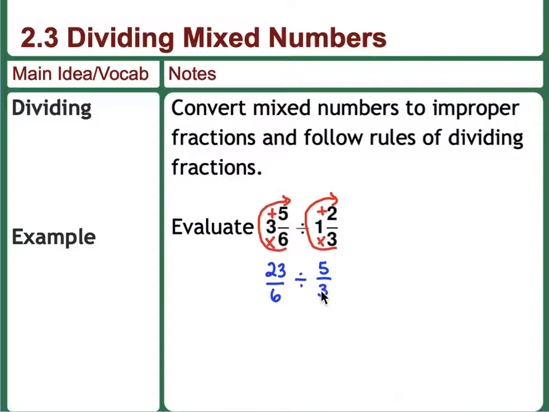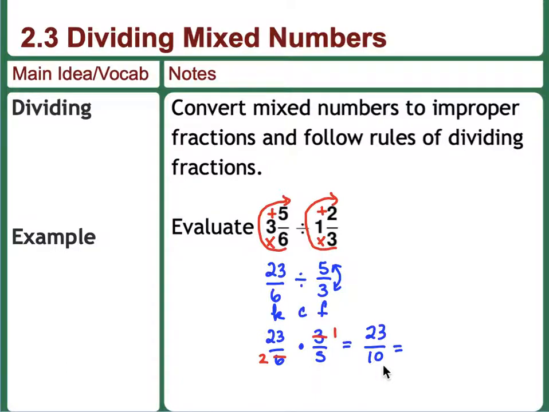Now that we have a fraction problem, we can go ahead and keep the 23/6, change division to multiplication, and flip to the reciprocal of 5/3, which is 3/5. Now we have a multiplication problem. So I can see the 3 and the 6 are both divisible by 3, and it looks like that's all I can do. So on the numerator, 23 times 1 is 23. In the denominator, 2 times 5 is 10.